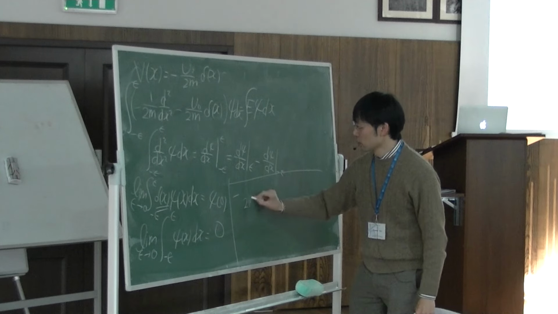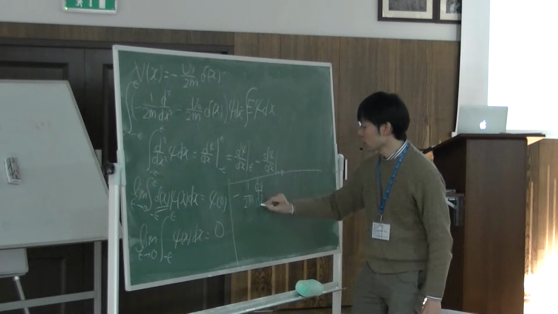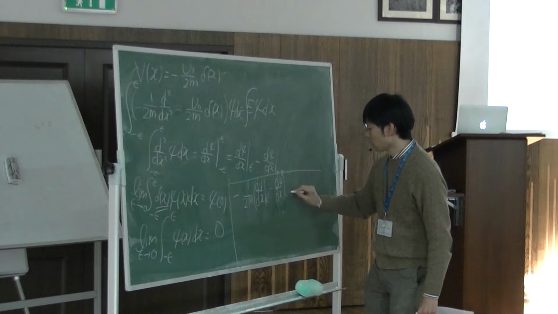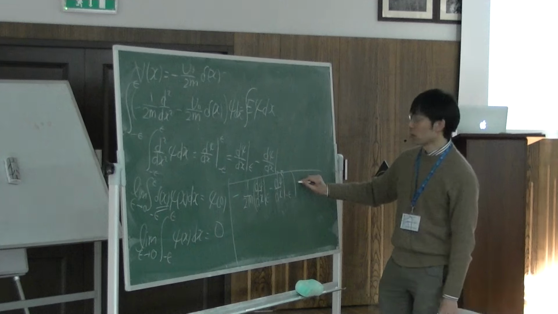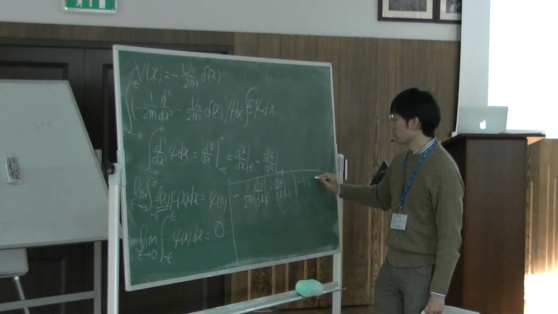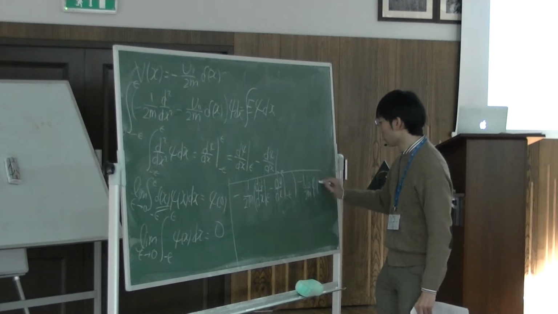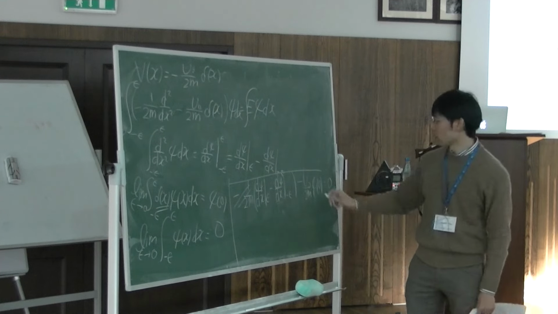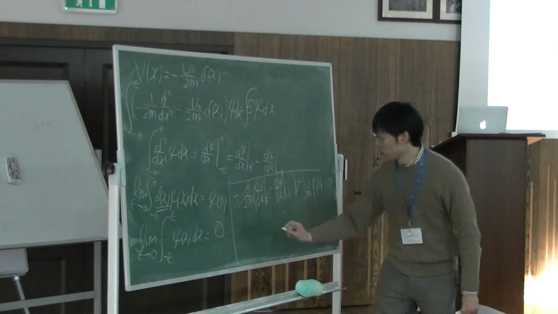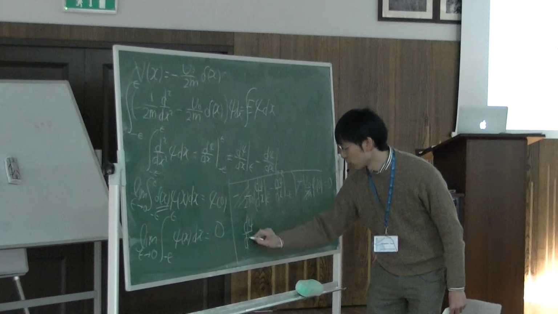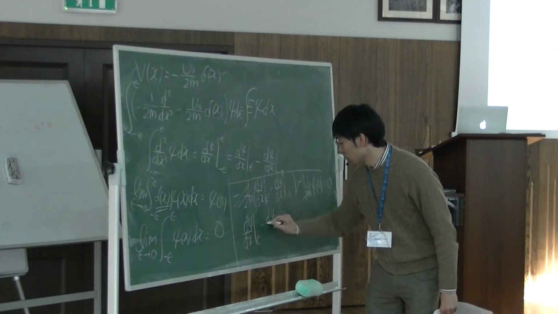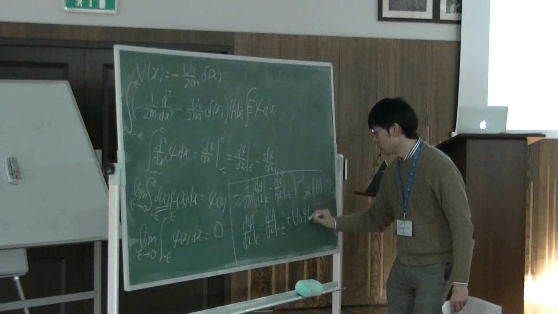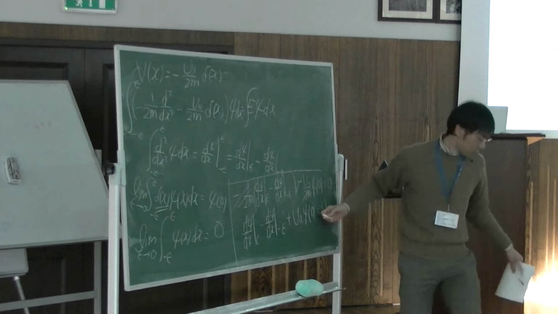So as a result, we have minus h-bar squared over 2m times d psi dx at epsilon minus d psi dx at minus epsilon, and minus u0 psi at 0 equals 0. By removing the common factor of minus 1 over m, we get the final result: d psi dx at epsilon minus d psi dx at minus epsilon plus 2m u0 psi 0 over h-bar squared is 0. So this is what I wanted.